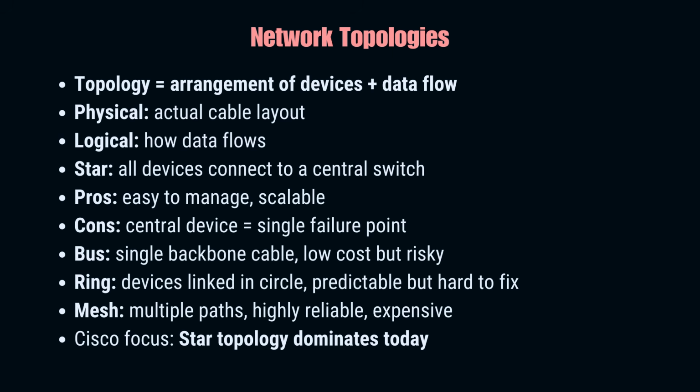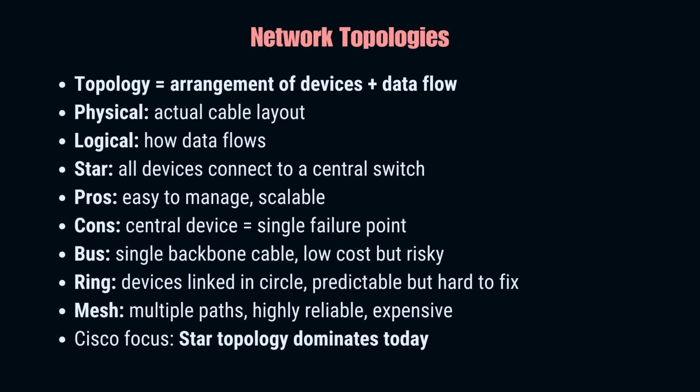Network topologies describe how devices are physically connected and how data logically flows through the network. Understanding the distinction between physical and logical topologies is crucial. Physical topology shows actual cable connections you can touch, while logical topology shows the path data takes, which can be completely different. Star topology connects all devices to a central point like a switch, offering easy installation and management.